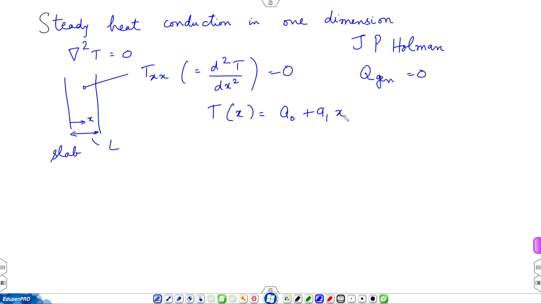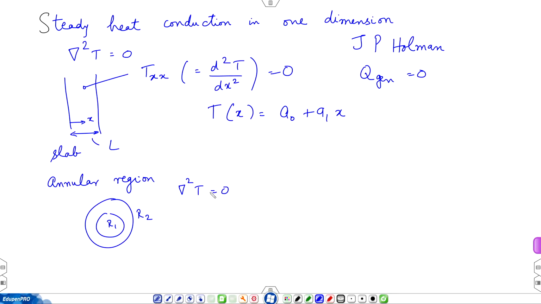Similarly, if you have an annular region, then for this governing equation, you have to work with the Laplacian in radial coordinates, which is TRR plus 1 over R TR, if you use suffix notation.